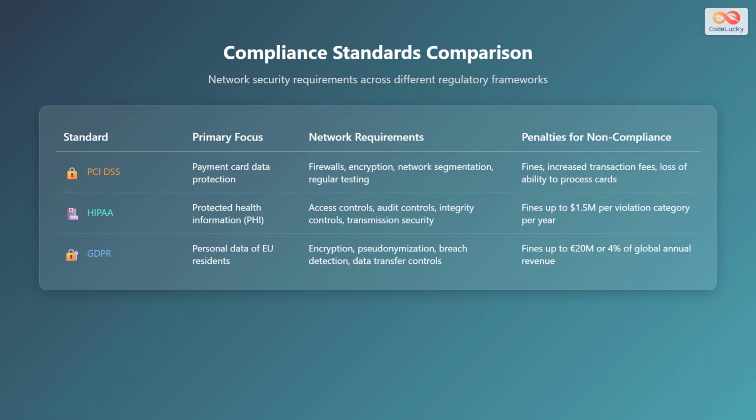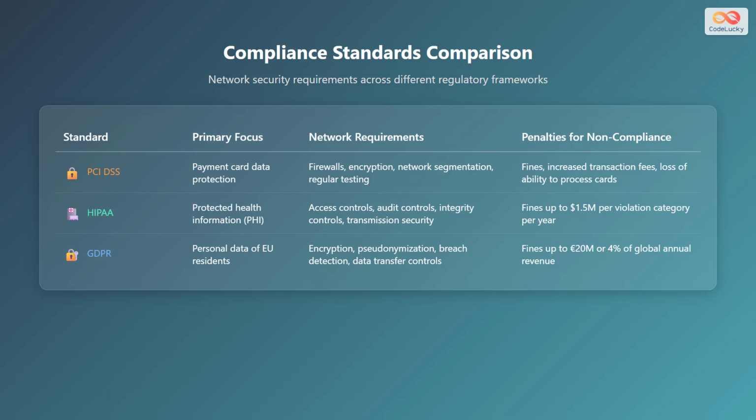Let's compare network security requirements across different regulatory frameworks. On the table, we will compare Payment Card Industry Data Security Standard, Health Insurance Portability and Accountability Act, and General Data Protection Regulation across primary focus, network requirements, and penalties for non-compliance. Payment Card Industry Data Security Standard focuses on payment card data protection and requires firewalls, encryption, network segmentation, and regular testing. Penalties for non-compliance include fines, increased transaction fees, and loss of ability to process cards.